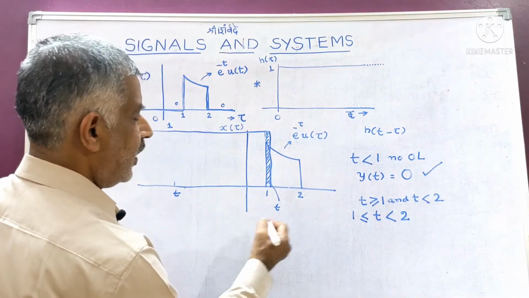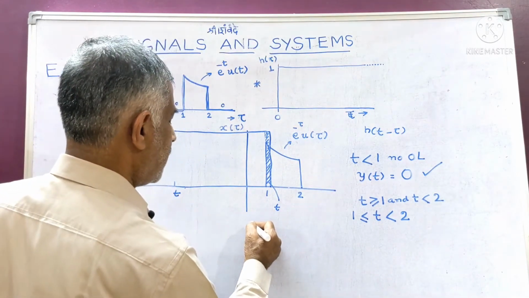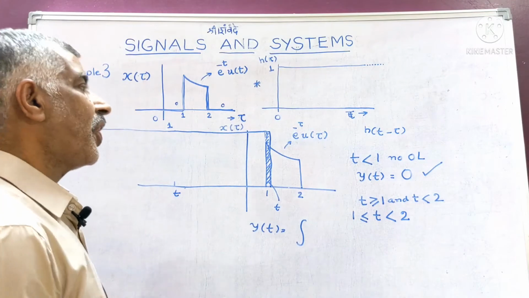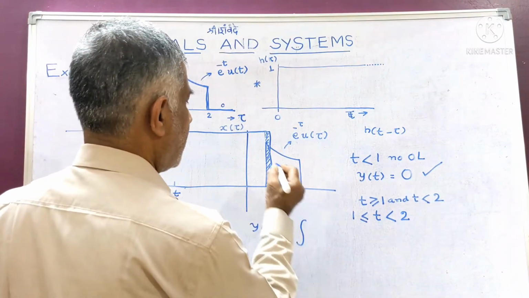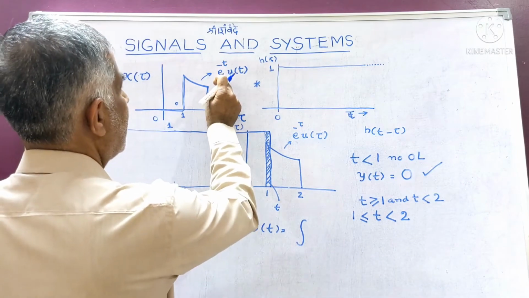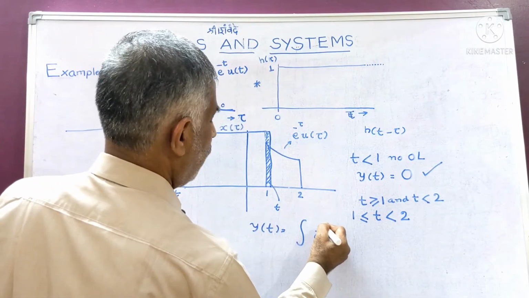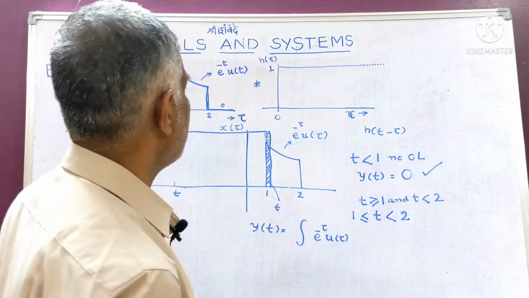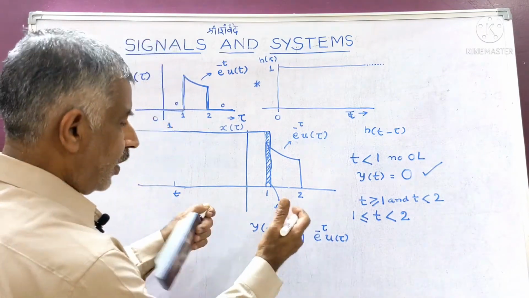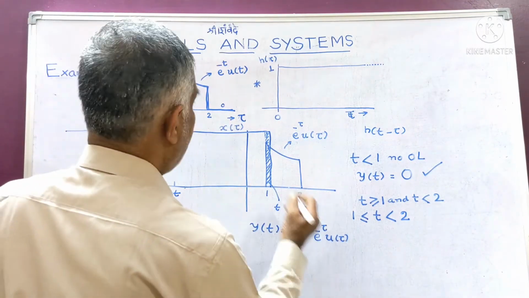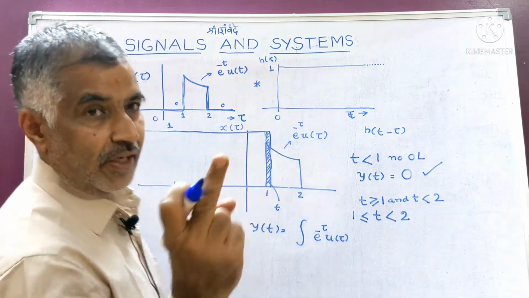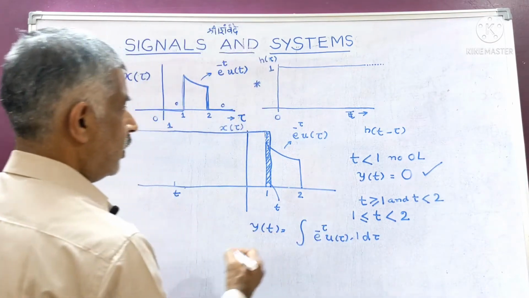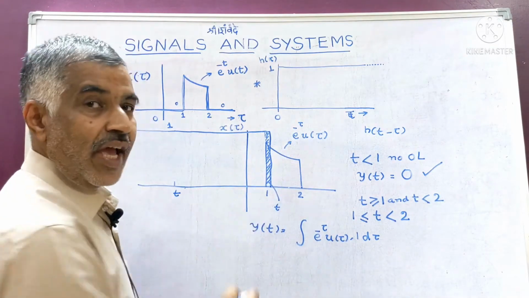Now calculate the convolution. The convolution is y of t equal to the product form. First write the product form. The product form means this is e power minus tau, u of tau is 1. You need not worry about u of tau, or let it be there. Then what is the value of this one? Step function 1 into 1, d tau. Now for this interval, overlapping has started.